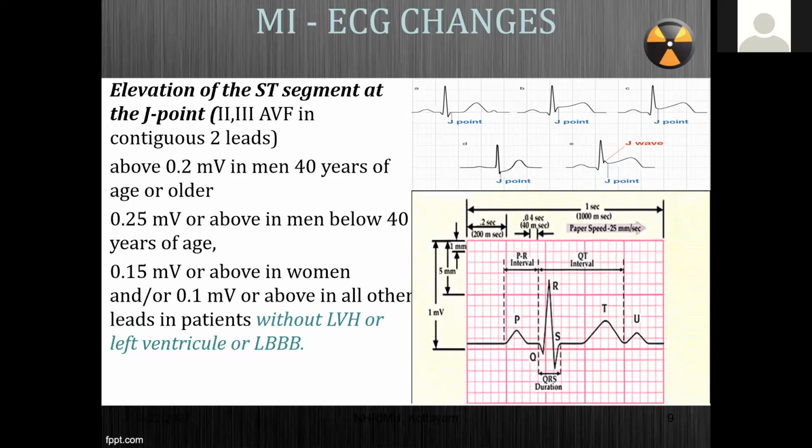Next is a more important condition that I have written in blue letters: without LVH, or left ventricular hypertrophy, or LBBB. Provided there is no other problem like left ventricular hypertrophy, or the patient already having left bundle branch block, there is no need to consider this, because you need to again test with the cardiac biomarkers. What I'm trying to say is that the first level is ECG. So check for the ST elevation in continuous 2 leads, like lead 2, lead 3 or AVF, and whether the ST segment is elevated by 2 squares or not.